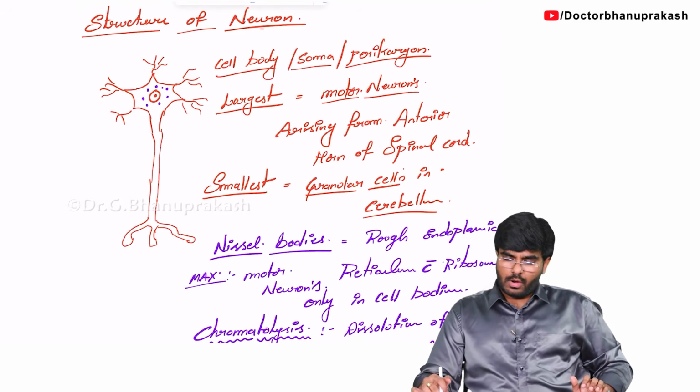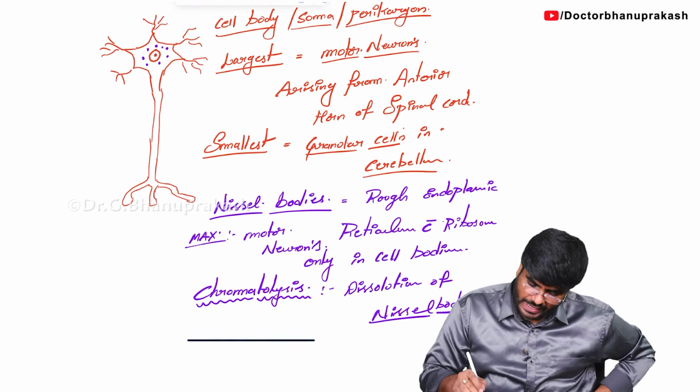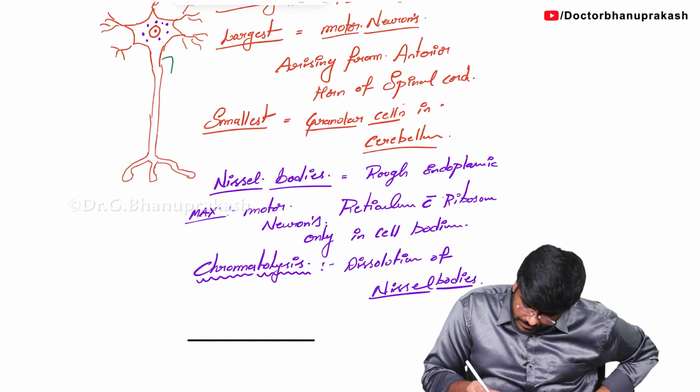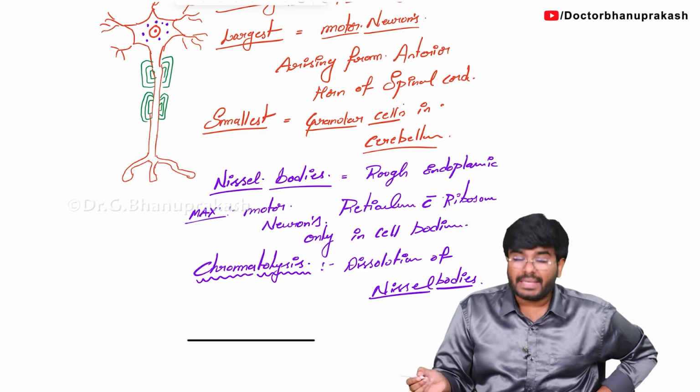Okay. Next, what else we should know? Guys, let's come to the axon part. The axon is having these coverings. So, what are these coverings called? Actually, it is working like an insulation. The axon is having this insulation or these coverings. These coverings are also called the myelination.